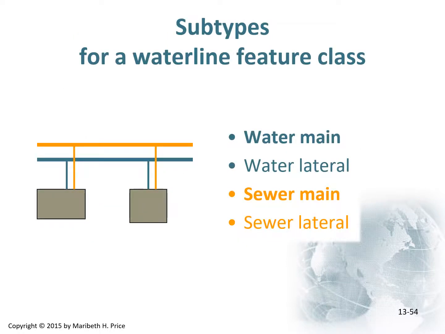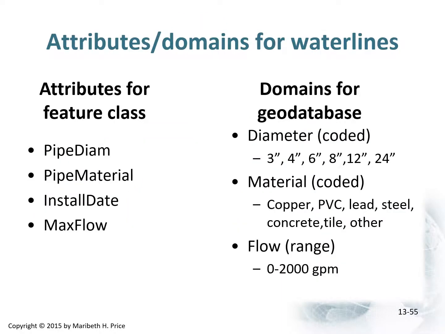For example, waterline features. Is it a main? Is it a lateral? Is it a sewer main or is it a sewer lateral? What are the attributes for each of the water lines? Is it pipe diameter? Is it pipe material? Is it installation date? Is it maximum flow? Are these domains for the geodatabase? Are they coded, like diameters 3, 4, 6, 8, 12, 14? Is the material coded: copper, PVC, lead, steel, concrete, tile, other? Is flow in a range, 0 to 2,000 gallons per minute?